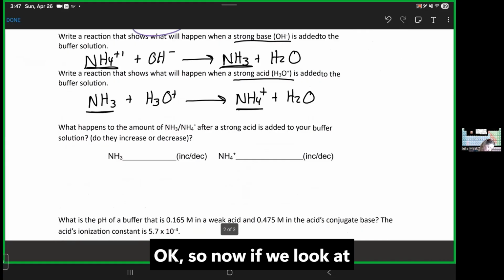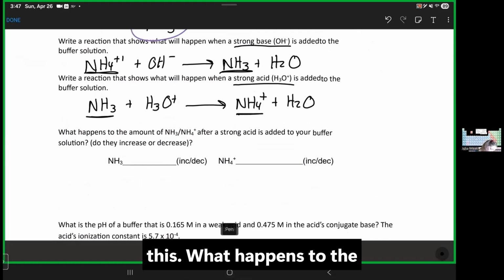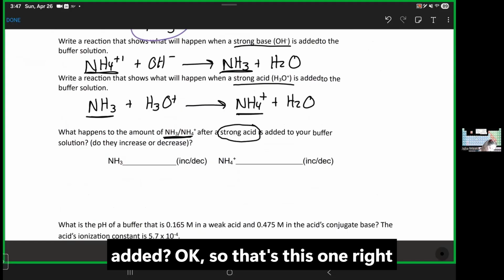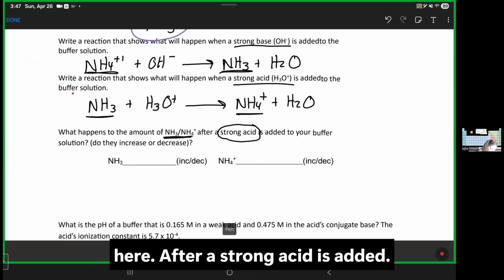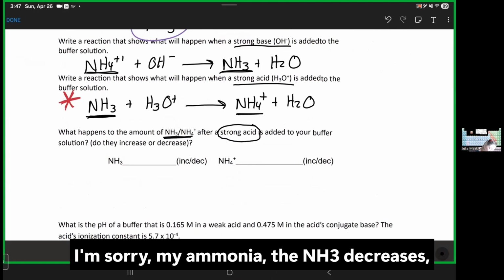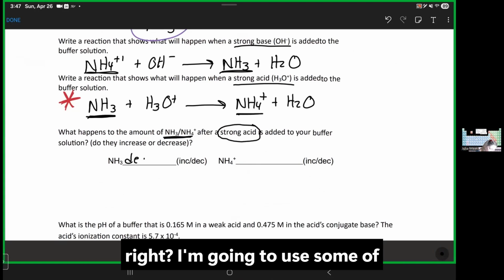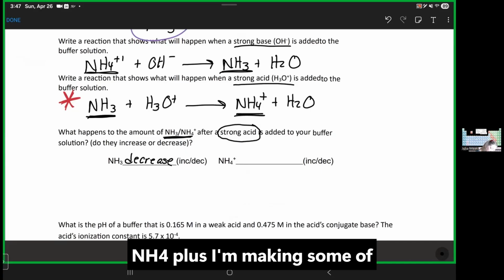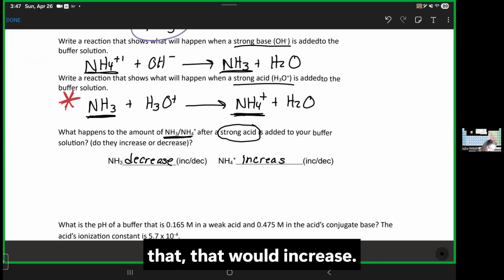Okay, so now if we look at this, what happens to the amount of these after a strong acid is added? Okay, so that's this one right here after a strong acid is added. So what happens, my ammonia, the NH3, decreases, right? I'm going to use some of that up. And my NH4 plus, I'm making some of that, that would increase.